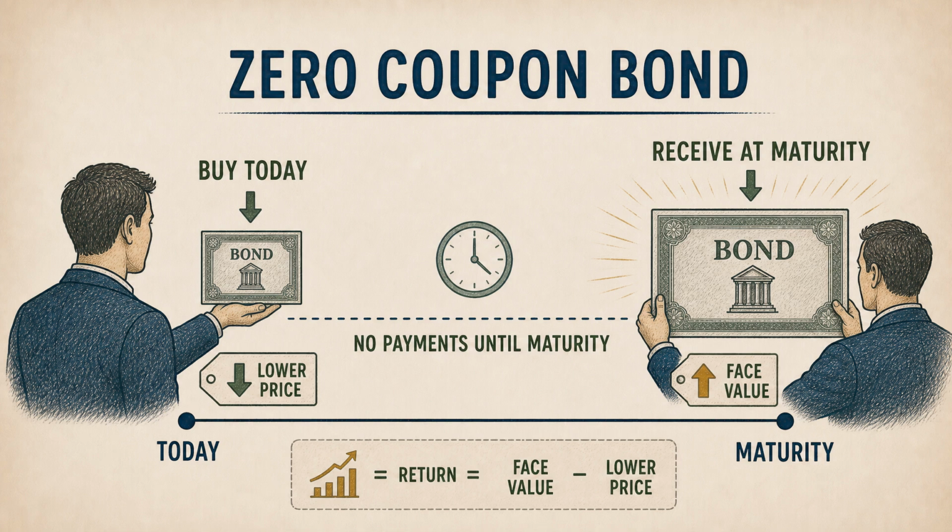Not all bonds make regular coupon payments. A zero-coupon bond is usually bought below face value and pays the face value at maturity. The investor's return comes from the difference between the lower purchase price and the amount received later.